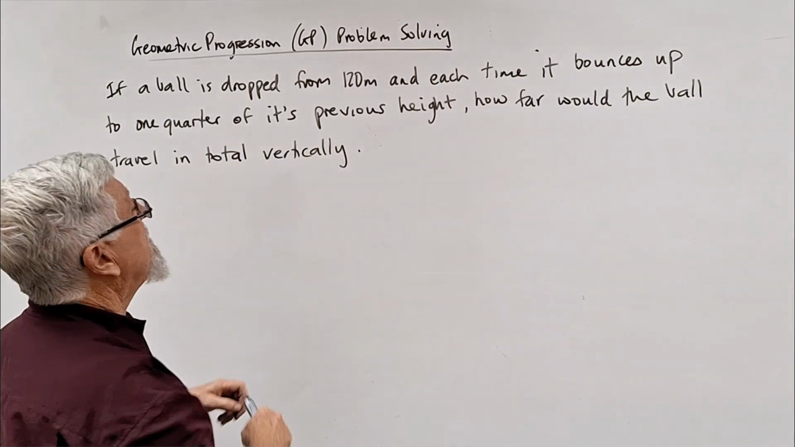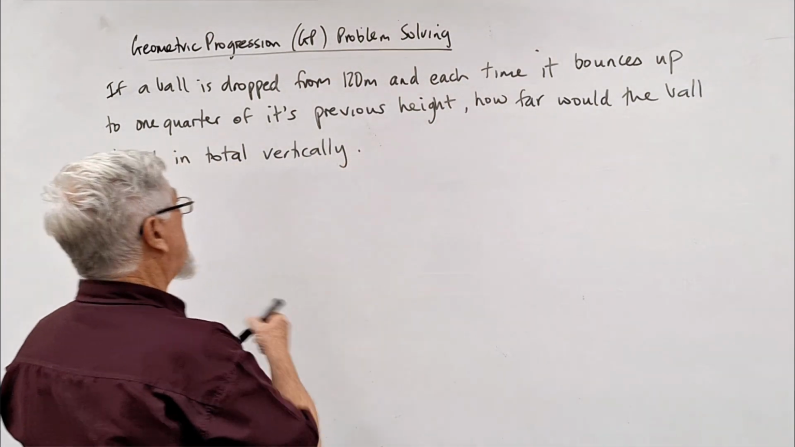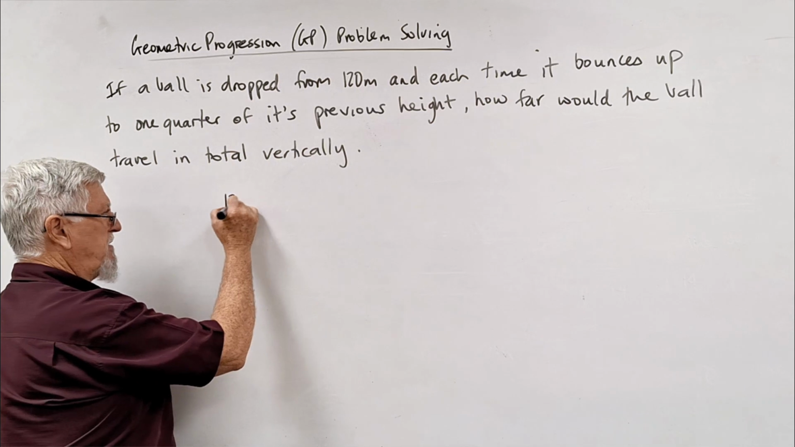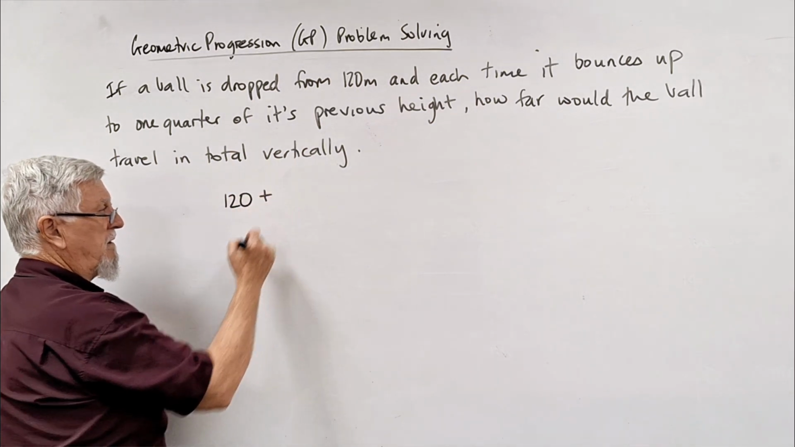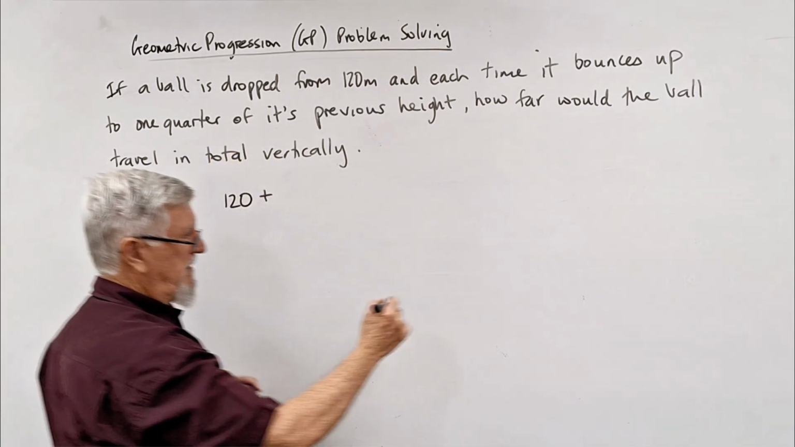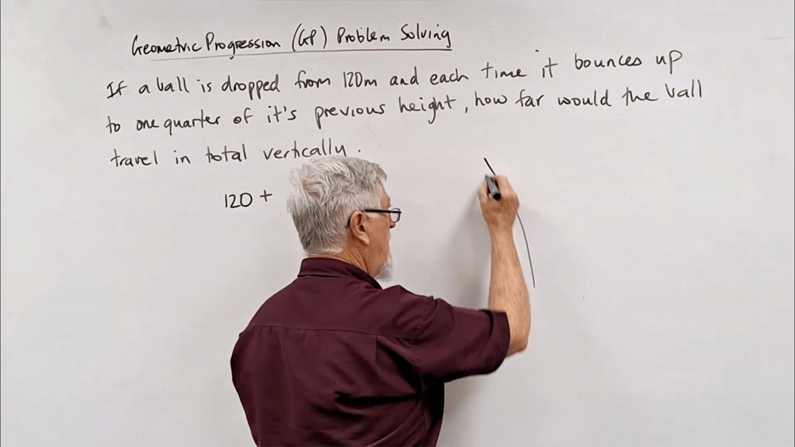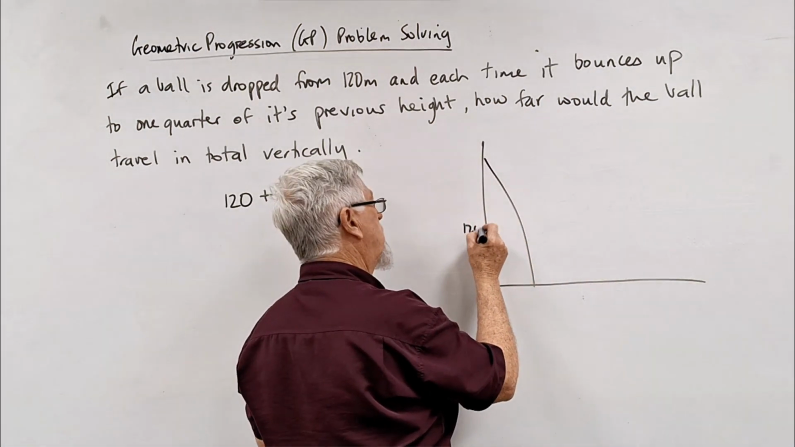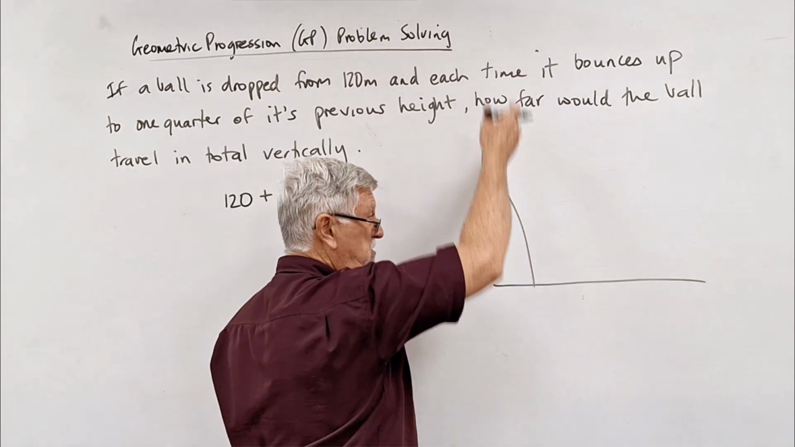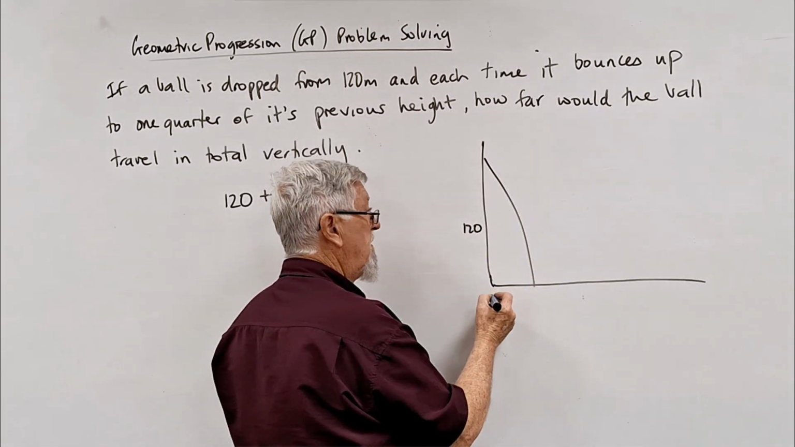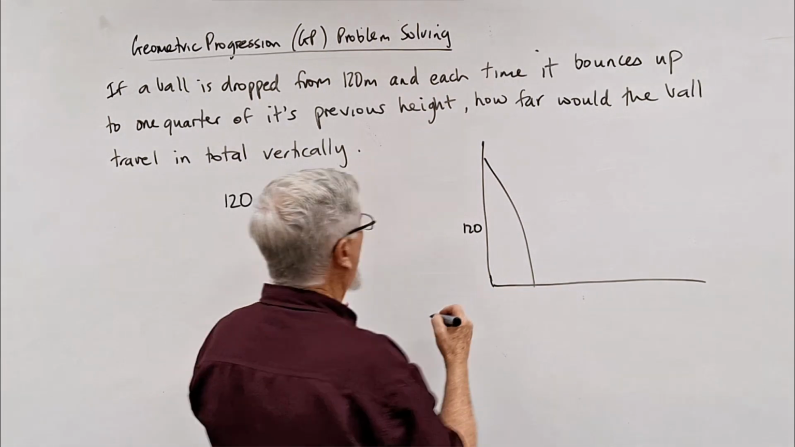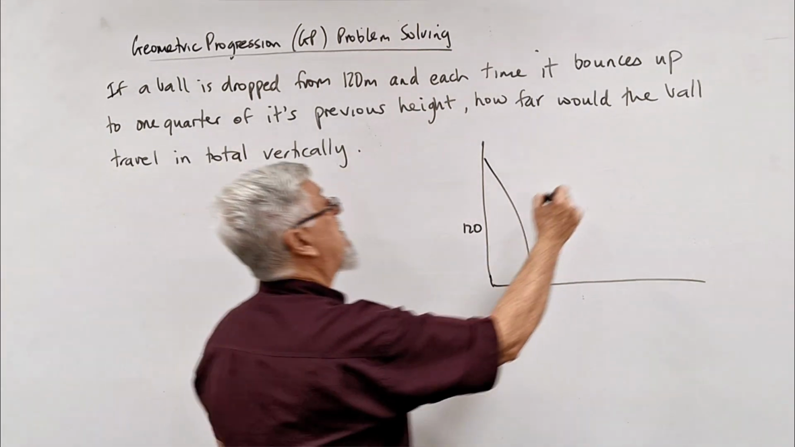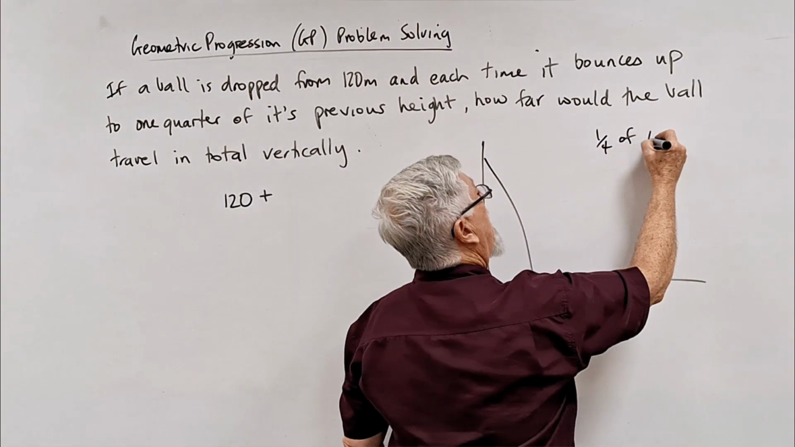Now let's have a look. So each time, let's write it mathematically. We started with 120. It drops down 120. A lot of people will draw a picture and put a scale on it and they'll say it dropped down to 120 metres. Now it might have gone that way, but we're just talking about how much it went vertically. And then it went up to 1/4 of that. So we're talking about 1/4 of 120.